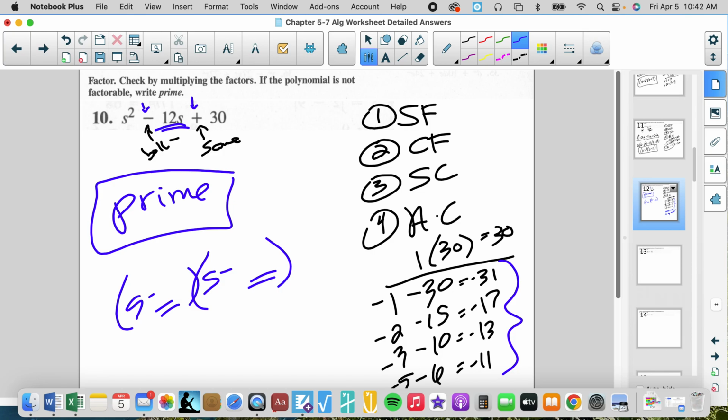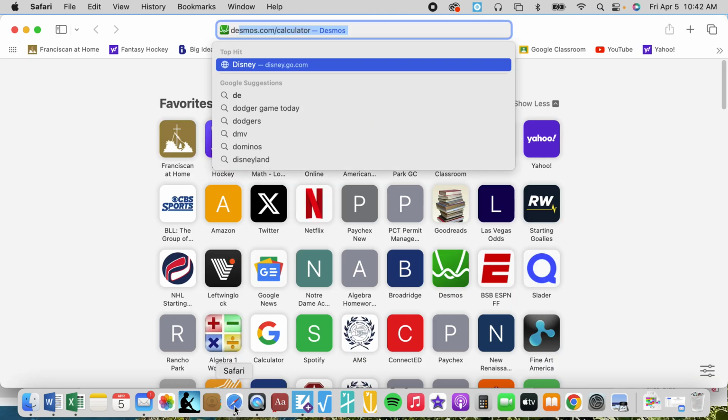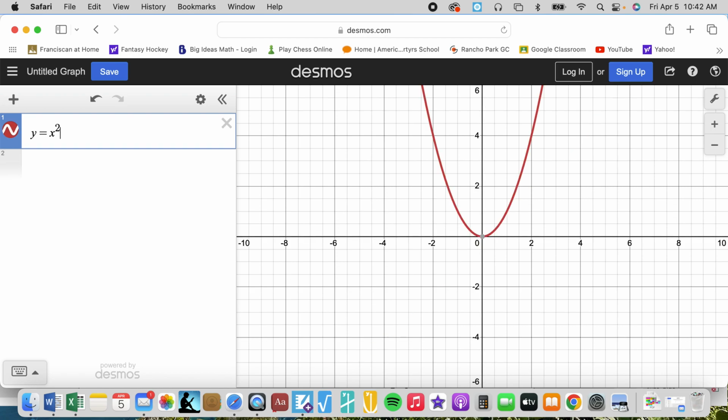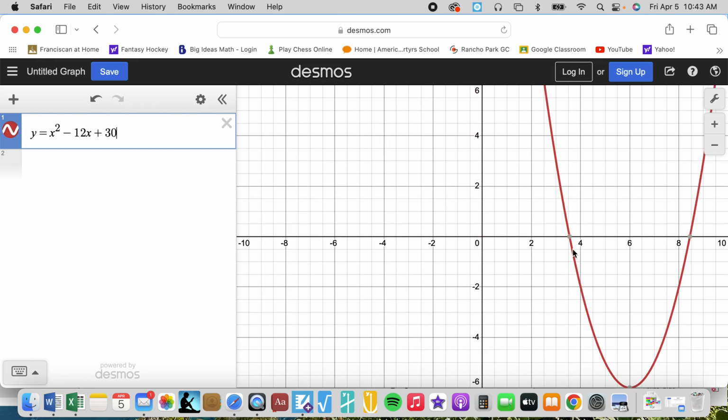Let's show you this. Let's do Desmos, and let's graph that. Y equals x squared minus 12x plus 30. So you have two intercepts. Notice that the intercepts are decimal values.